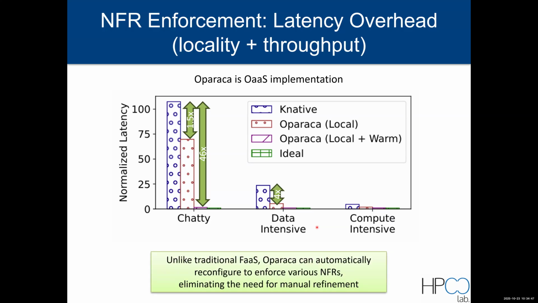And this can be achieved by basically just giving the system the non-functional requirement, and Upalaka can automatically configure itself to meet it. You don't need to do manual refinement like with Knative. You can achieve the same thing with FaaS, where you have enough level of control, but in OaaS or Upalaka, everything is automatic.